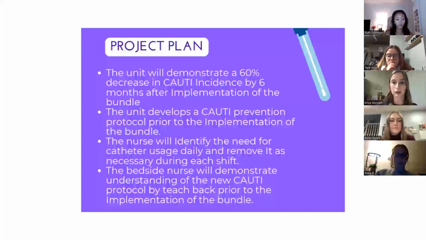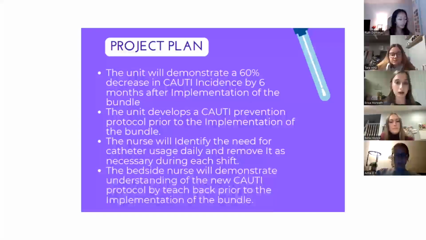And then to educate the patient on indications for catheterization so that they understand why they're getting a catheter, and then also signs and symptoms of infection. The fourth goal that we have is that the bedside nurse will demonstrate an understanding of the new CAUTI protocol by teachback prior to the implementation of the bundle. So the nurses should know what they're going to be doing with the bundle before they implement it.